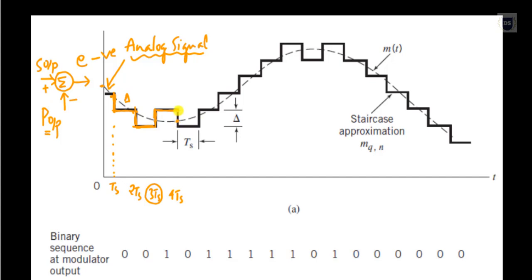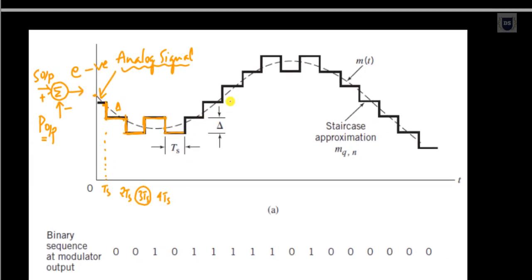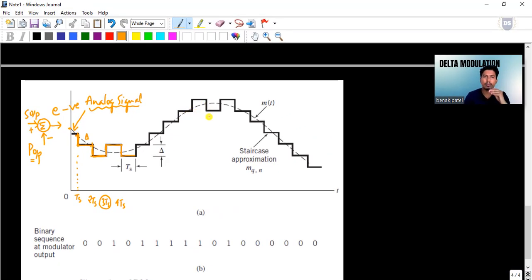Because of that, it decreases by a value of delta and will remain at the same level till we receive our next sampled value, and the same cycle repeats, and ultimately we'll get a staircase approximation. At time intervals where the error value is negative, we'll be transmitting symbol 0, and where our error value is positive, the encoder transmits symbol 1. So here the error value is negative, because of that the transmitted symbol is again 0.